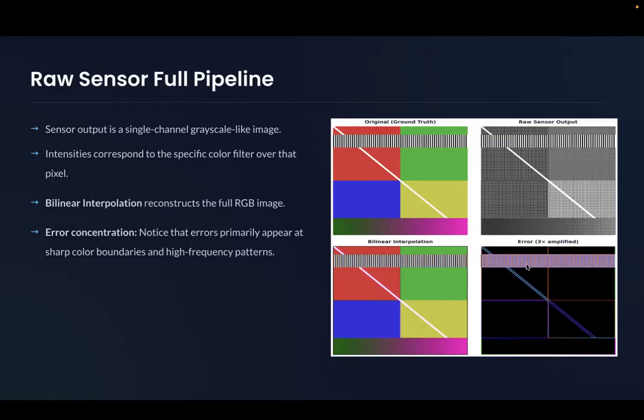You can clearly see that the errors are concentrated at two places: the sharp color boundaries between regions, and the high frequency stripe region at the top. Smooth colored areas reconstruct almost perfectly, and this makes sense because bilinear interpolation is averaging, which works great when color changes gradually but fails when it changes abruptly. Now let me show you on a real image.